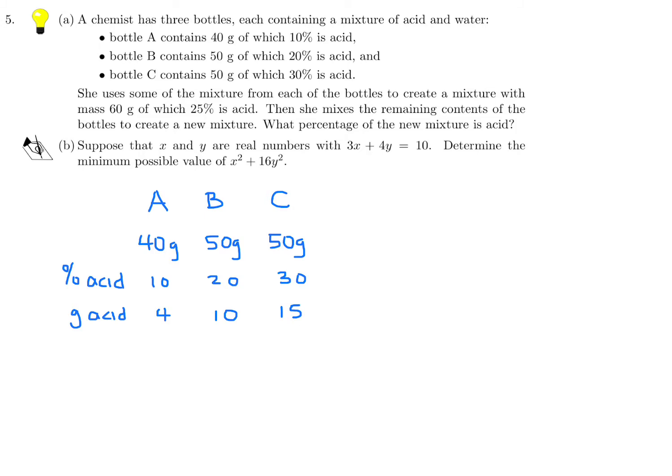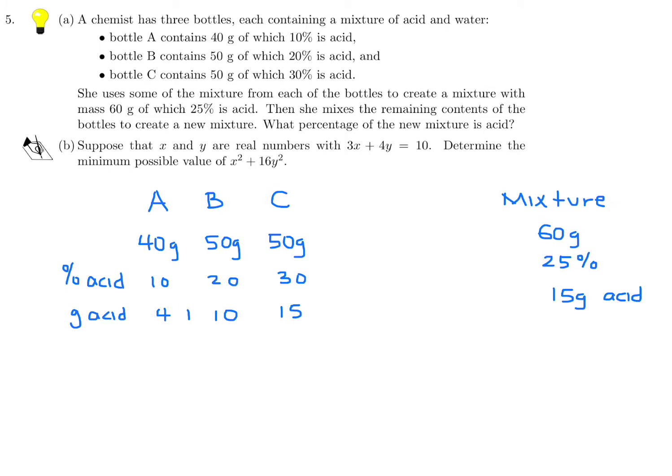So now we want a mixture that has the following numbers: 60 grams, of which 25% is acid. So 25% of 60 grams is 15. So 15 grams of acid. All right. So what we can do is we can just kind of fiddle around with this.